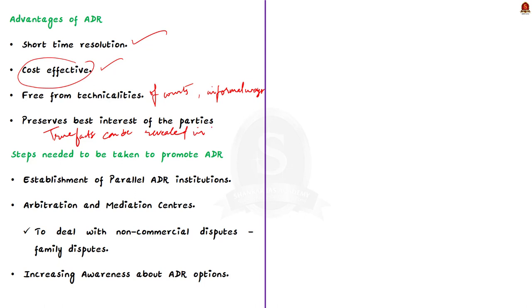Now, coming to the steps that need to be taken to promote ADR. See, the following suggestions I am going to discuss were given by the Indian Bar Association. So, you can use these points in your mains examination. Now, we will see the suggestions one by one. Coming to the first suggestion, the parallel ADR institutions should be established largely in all parts of the country.